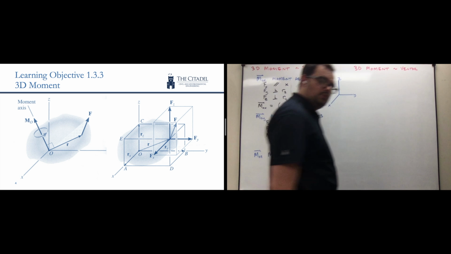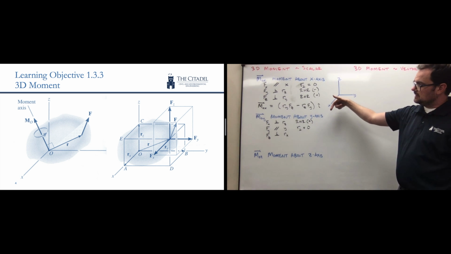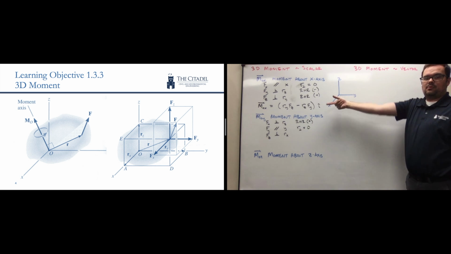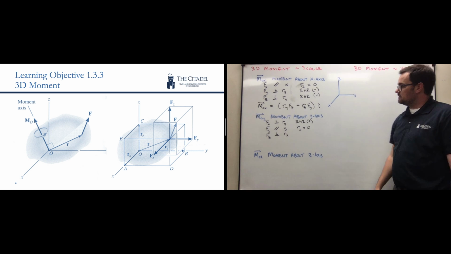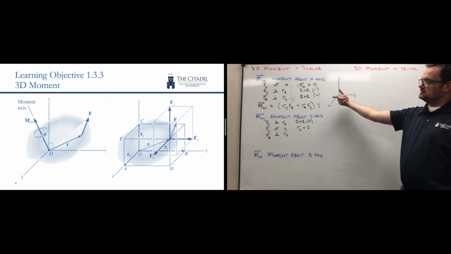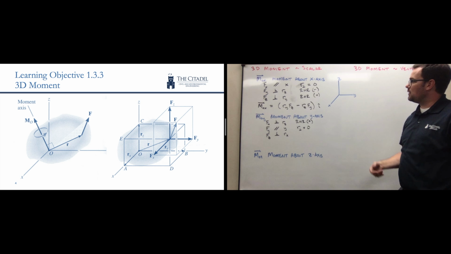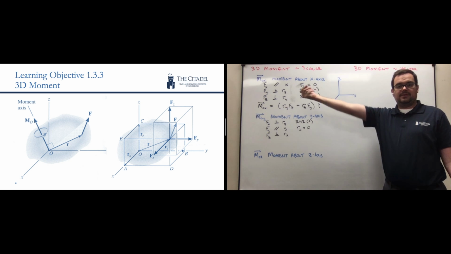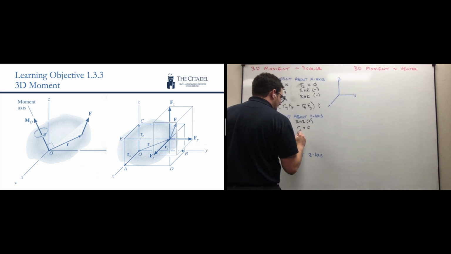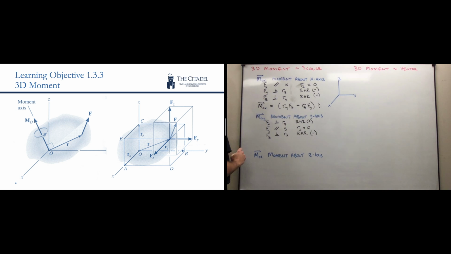Let's think about my right-hand rule. My position vector R is in the X direction. My force is in the Z direction. And that means my thumb points in the negative Y direction. Or I could do R cross F and get that negative Y direction. Both of those would work there. And so my right-hand rule tells me that this is going to be negative.